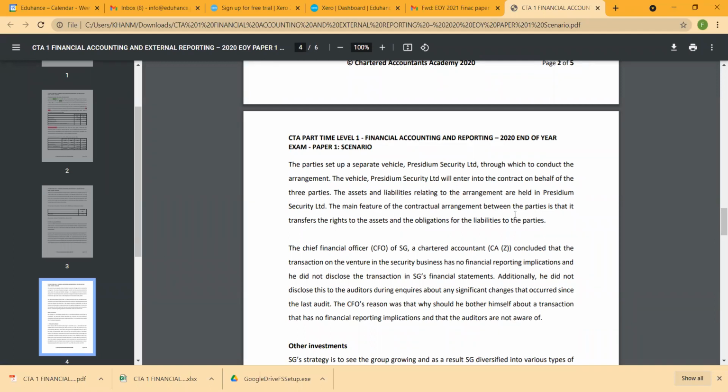So when you have a joint arrangement and the rights to the assets and the obligations for the liabilities are with the actual underlying investors, it is most likely a joint operation. Okay, if the rights and obligations are not with the parties, but rather with the entity itself, then it is more likely a joint venture. Okay, so just be aware of that.